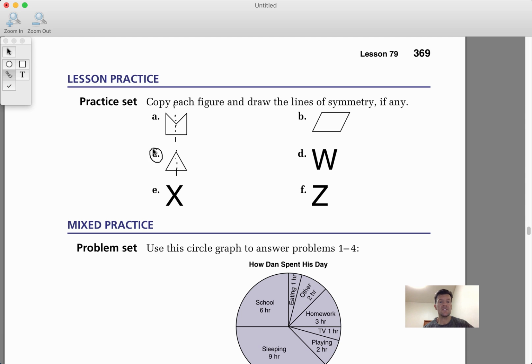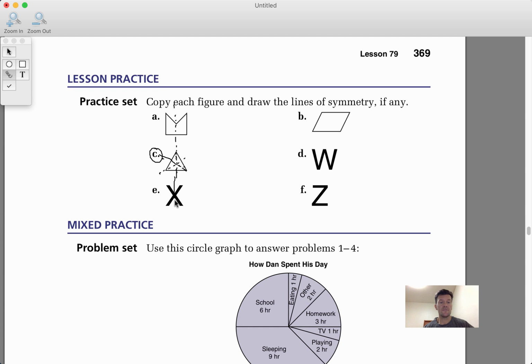Notice that in C, you have an equilateral triangle. That equilateral triangle is also equiangular, meaning all the angles are equal. They would be 60 degrees. All the sides are equal in length. You could actually draw a line of symmetry 3 different ways for that problem, okay?